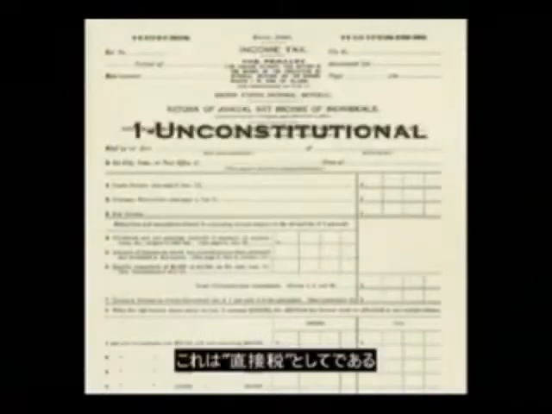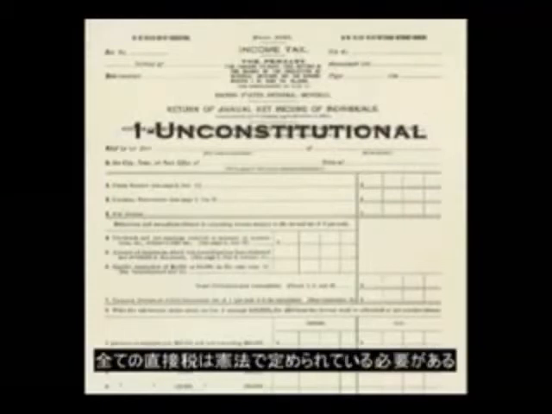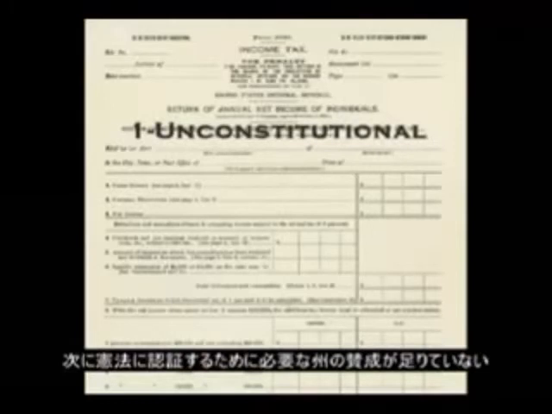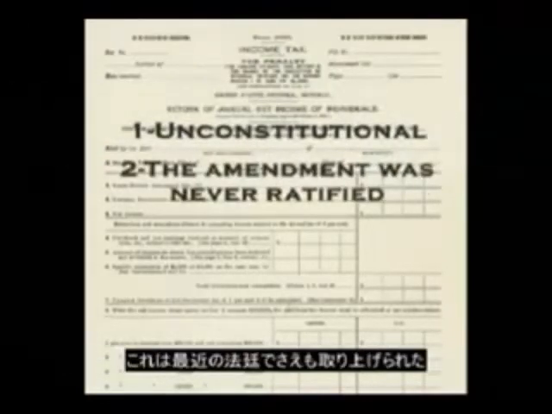First of all, the federal income tax is completely unconstitutional, as it is a direct, unapportioned tax. All direct taxes have to be apportioned to be legal based on the Constitution. Secondly, the required number of states in order to ratify the amendment to allow the income tax was never met, and this has even been cited in modern court cases.